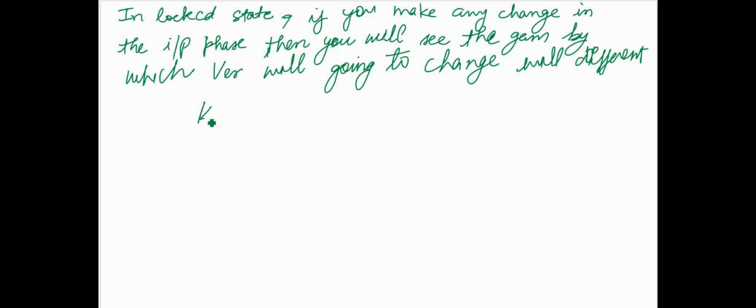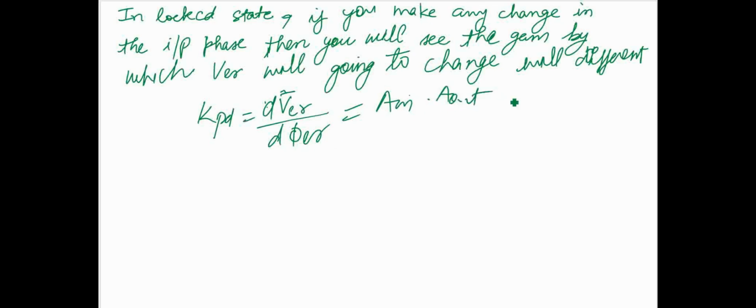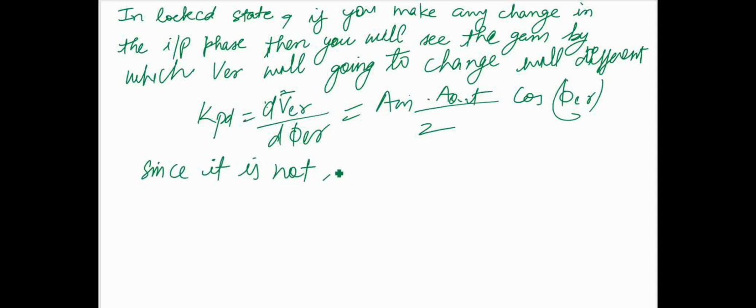We saw that KPD is equal to the change in V error by the change in phase error, and it was equal to this. Since it is not linear, that's why this is happening.